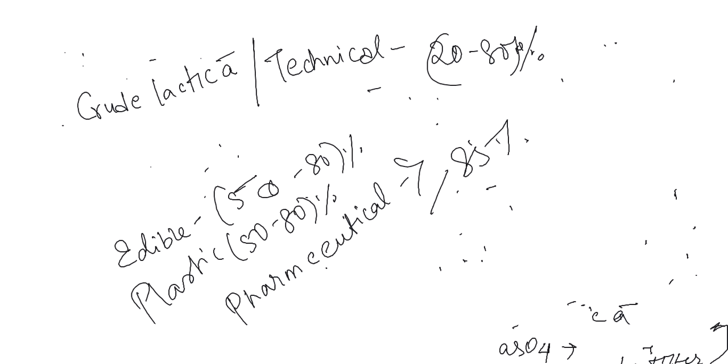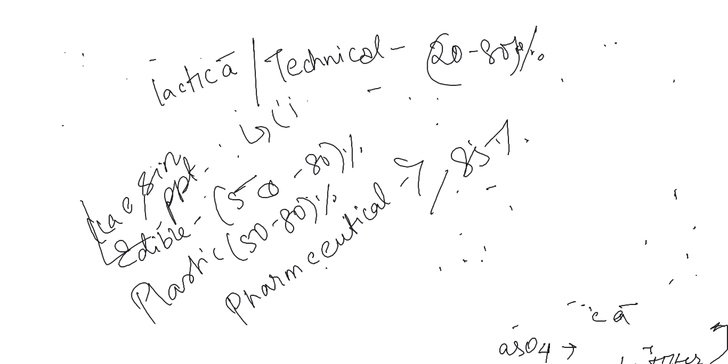Crude lactic acid usually you will use in the textile industry and for delming. For edible lactic acid, where do you use it? We can use it in casein precipitation, and sometimes in fat extraction. So these are the uses. With this, I would like to conclude this lactic acid lecture session.